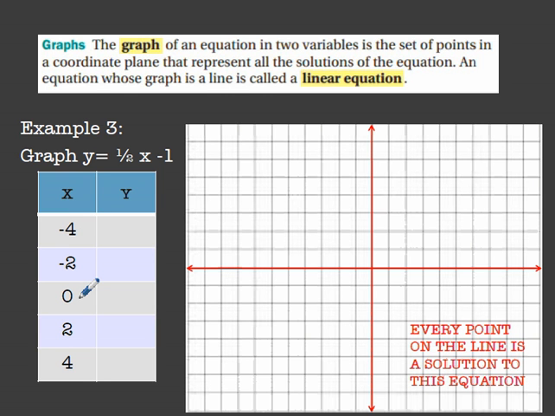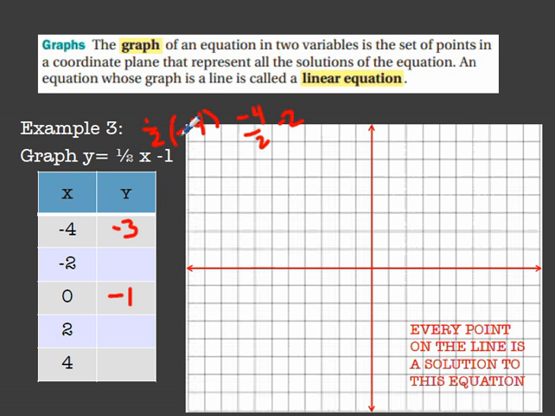So first, I always go for 0, because 0 times anything makes it 0. So this is going to make this 0, and if that's 0, I just get left with that negative 1, which says y equals negative 1. That's a nice easy one. Then I see that I'm dealing with a fraction, and its denominator is a 2, so I want to deal with multiples of 2. So I started with negative 4. If I take 1/2 and multiply it by a negative 4, I'm going to get negative 4 over 2, and that reduces to negative 2. So negative 2 minus 1 is going to give me negative 3.